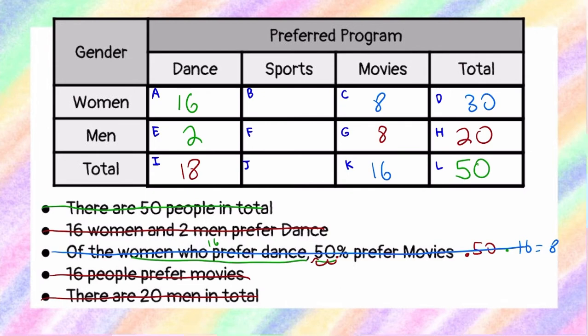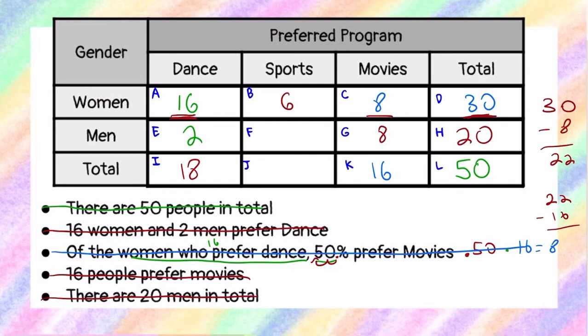So let's start with the women. So if I know that there are 30 women in total, 16 are dancing, 8 are watching movies, what's left over? Well, in order to do this, I'm just going to subtract. So in your calculator, what you can put is 30 minus 8, and we get 22. And then we need to subtract again. 22 minus the 16. Put that in the calculator, and we get 6.